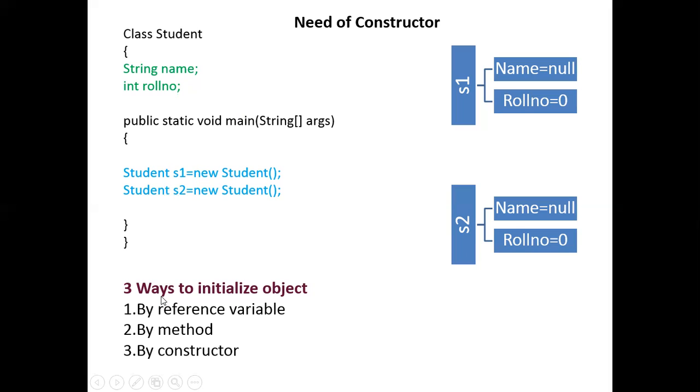Then how to initialize an object? There are three ways to initialize an object. One is by using a reference variable. Second is by using a method, a getter setter method we can use. And third is by using a constructor. So let me show you the example for this.